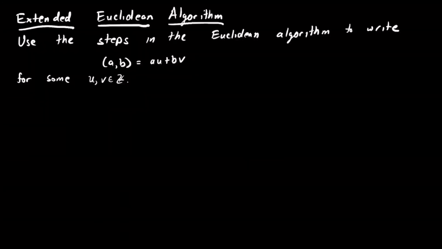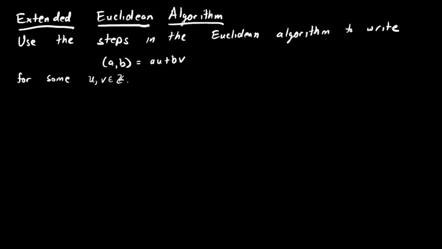Our goal now is to develop what's called the extended Euclidean algorithm. I'd like to use the steps in the Euclidean algorithm to rewrite the GCD of A and B as an integer linear combination of A and B. Bézout's lemma claims that integers u and v exist such that Au plus Bv is the GCD, but it doesn't tell us how to find them. The extended Euclidean algorithm tells us how to find them. We're going to do this by example.